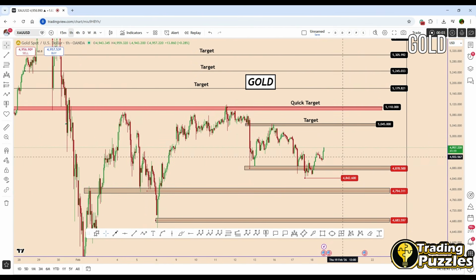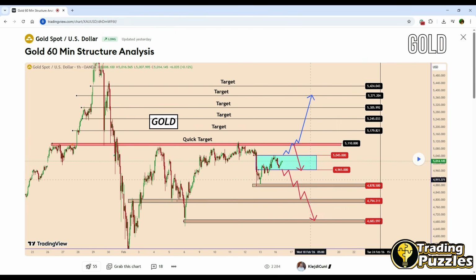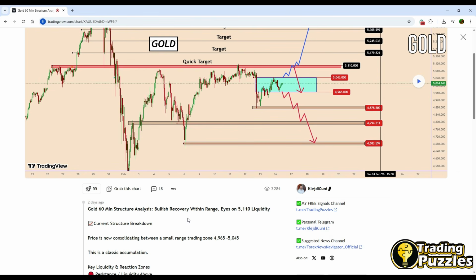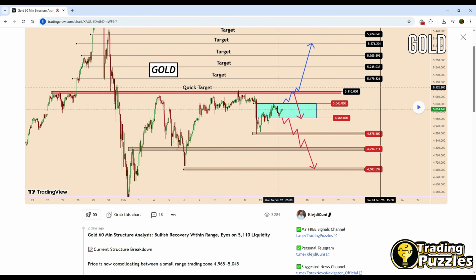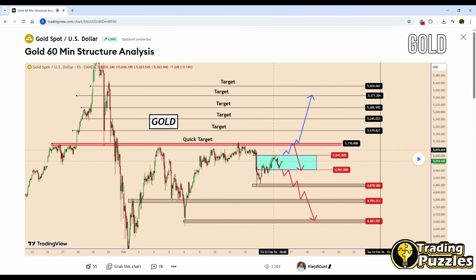Today I'll share with you a structure analysis for gold on the 60-minute chart, and we are going to look at also the 4-hour chart. The previous analysis related to this structure was posted 2 days ago, and as I explained, the chances for both movements were equal. We are not going to take in consideration the fundamental perspective, only the structures.